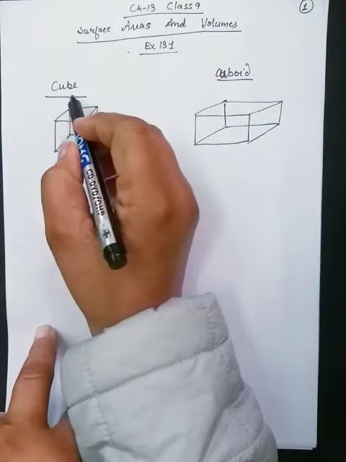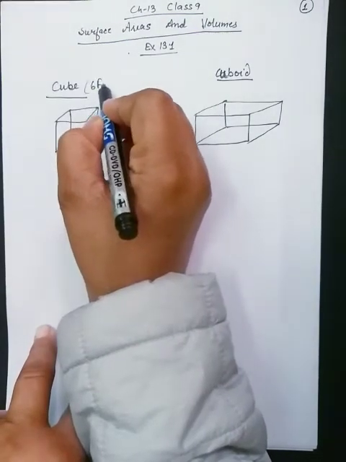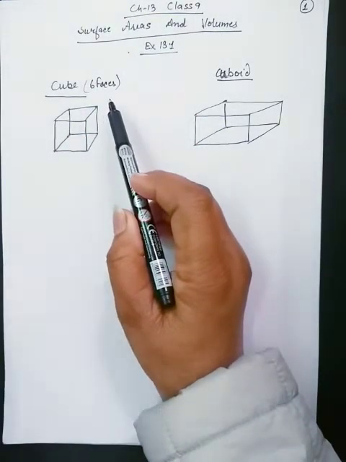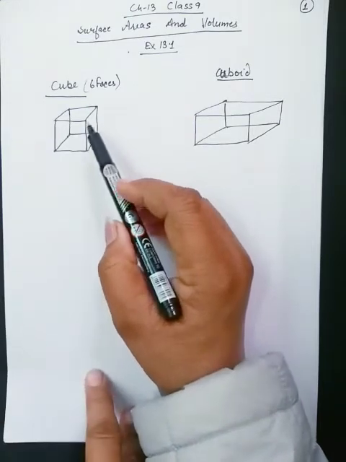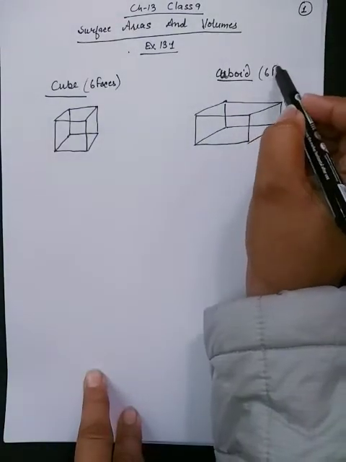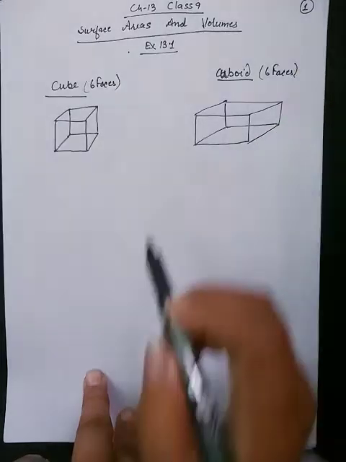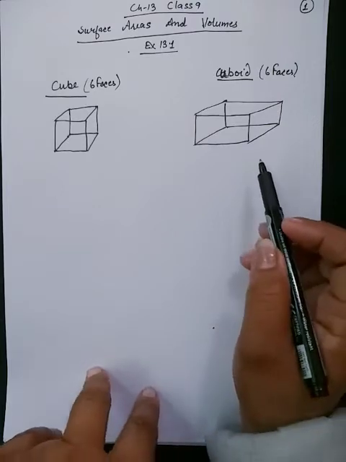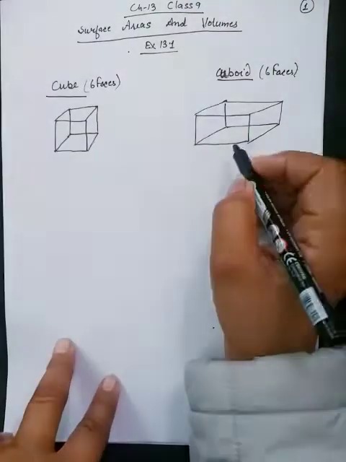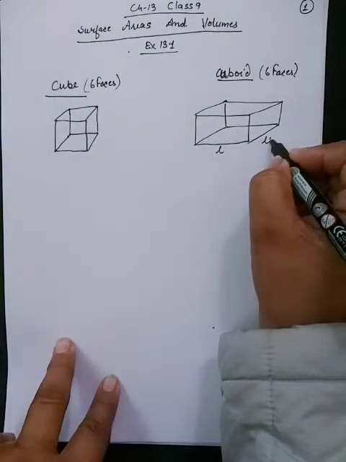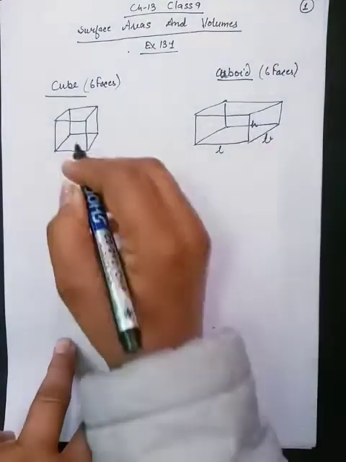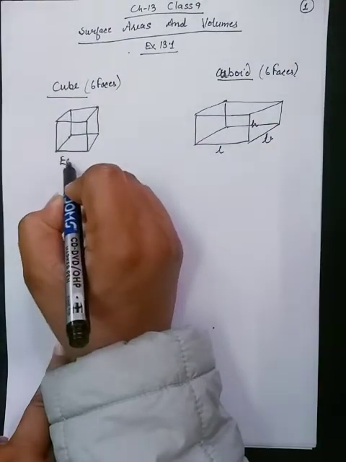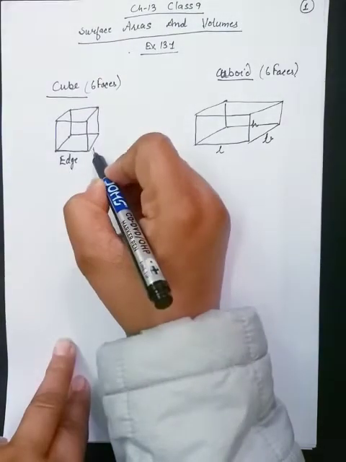A cube is a solid. It has 6 faces and all the faces are the same in size. And a cuboid also has 6 faces, but not all of its faces are of the same size. Opposite faces are the same in size. So a cuboid has length, breadth and height. And in a cube all the faces are of the same size, so each side is called an edge.